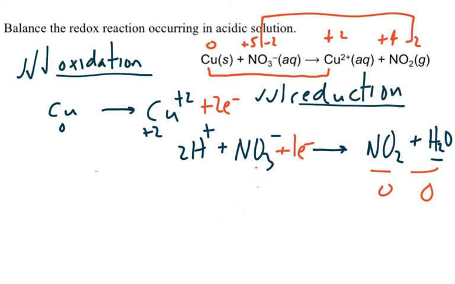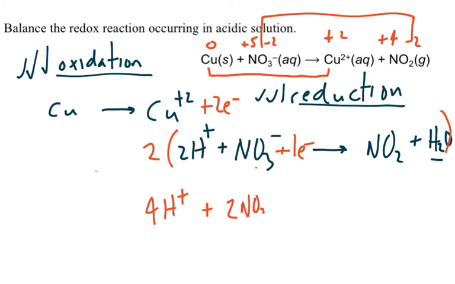Okay, now I'm going to erase this for a moment. And now comes a very big step, and that step is to balance, or to make the electron numbers the same. So what I'm going to have to do is get this equation and multiply it by 2. When you multiply this by 2, you end up getting 4 hydrogen ions plus 2 NO3 negatives. Here's the 2 electrons that we needed. You get 2 NO2s and 2 waters.